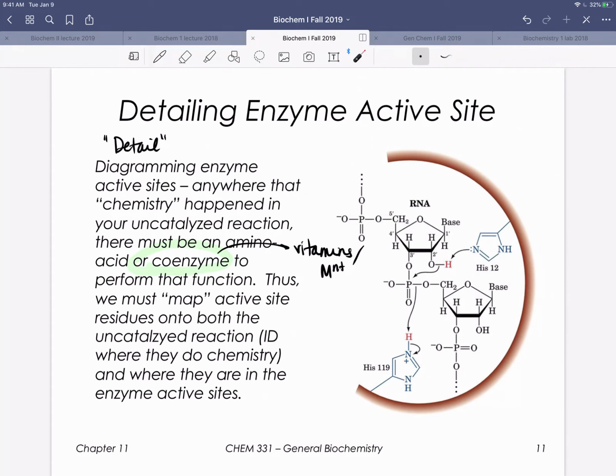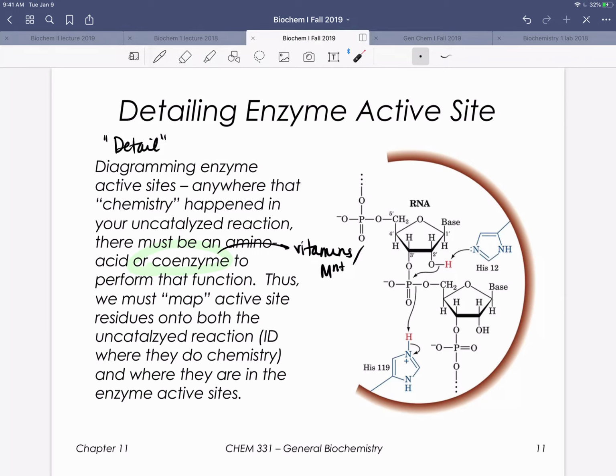One of the big skills for this chapter is learning how to detail an enzyme active site. We might also say we're going to diagram an enzyme active site. Now that doesn't mean that you have to draw what you see here, but given a picture of what you see here, I want you to describe the flow of electrons and the change of substrate to product that we see here. So anywhere that chemistry is going to happen in our uncatalyzed reaction, we're going to see either amino acids or coenzymes, those vitamins or metals, that are going to help perform the functions.